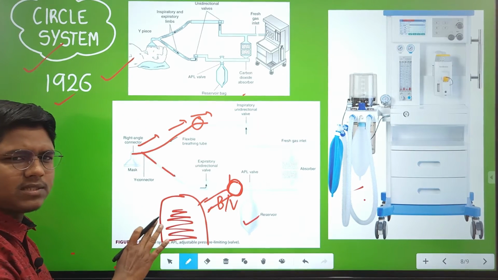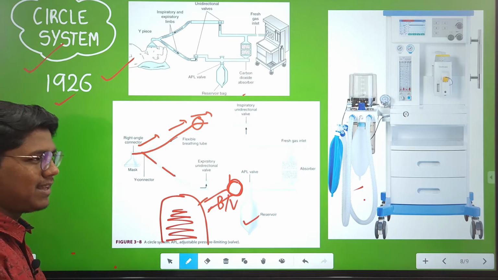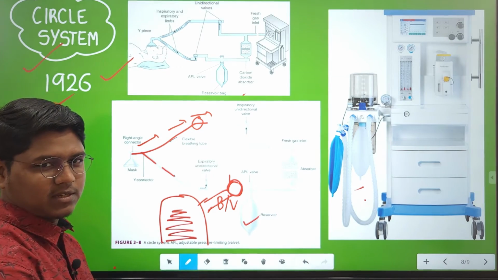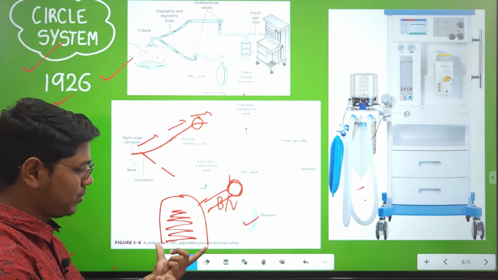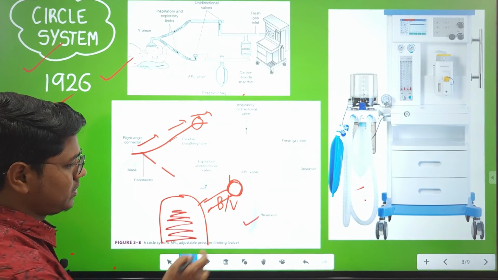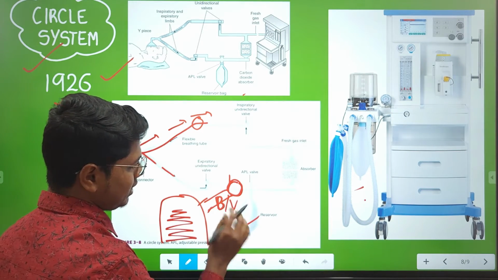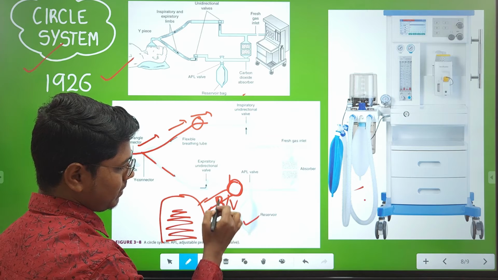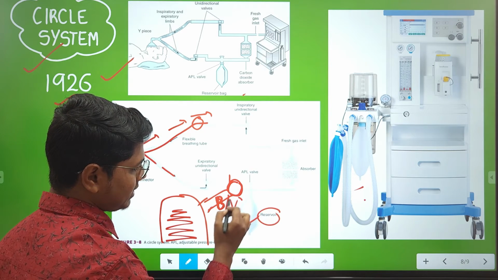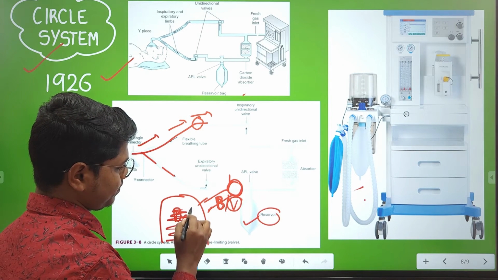Okay, bellows has a different mechanism. If I get time, or if there is demand, I can show you how bellows work. So here the bag/ventilator switch will be there. You can either use the bag, or you can say reservoir, or the ventilator, or the bellows.